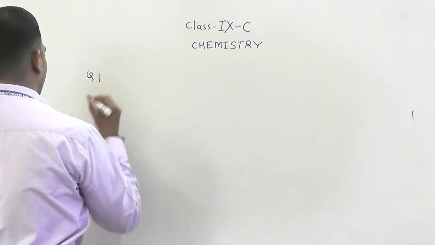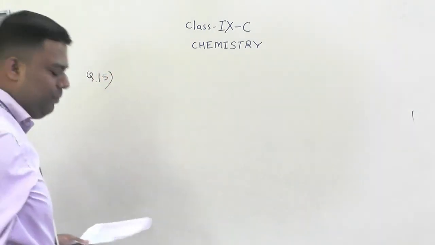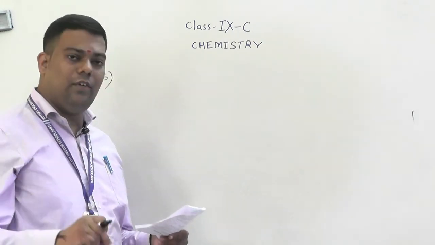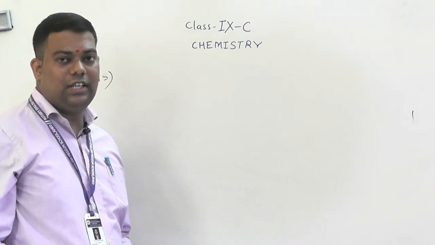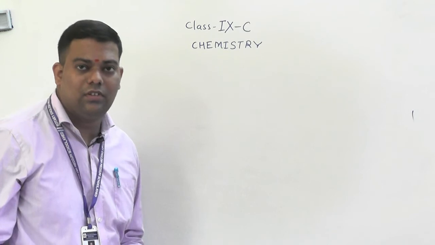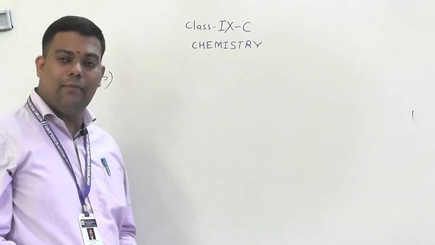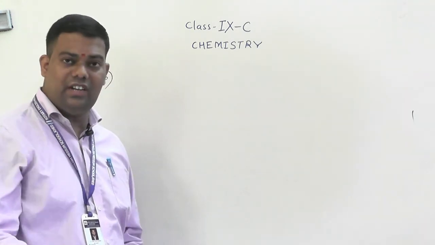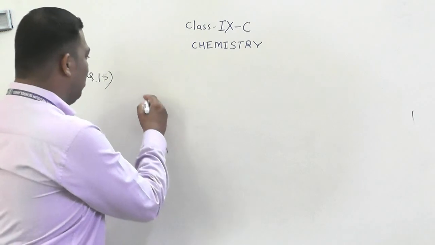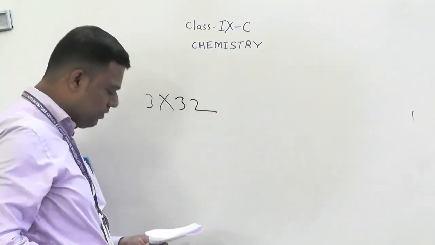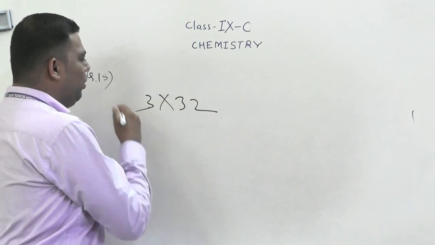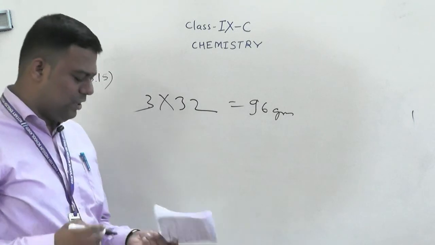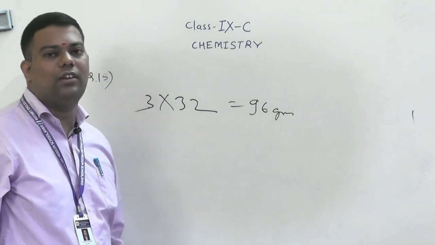So see here question number 15, the last question of this worksheet. What is the weight of 3 gram atoms of sulfur? Simple. Sulfur is how much? 32. They want the weight or mass. So 3 into 32, since they want 3 gram atoms. So you will get 96 gram. Okay, 96 grams. So your option is small a.